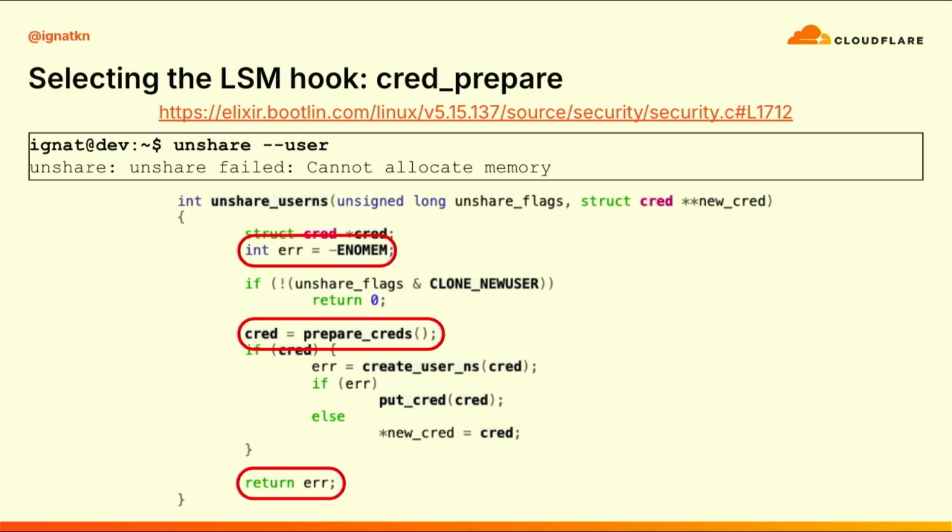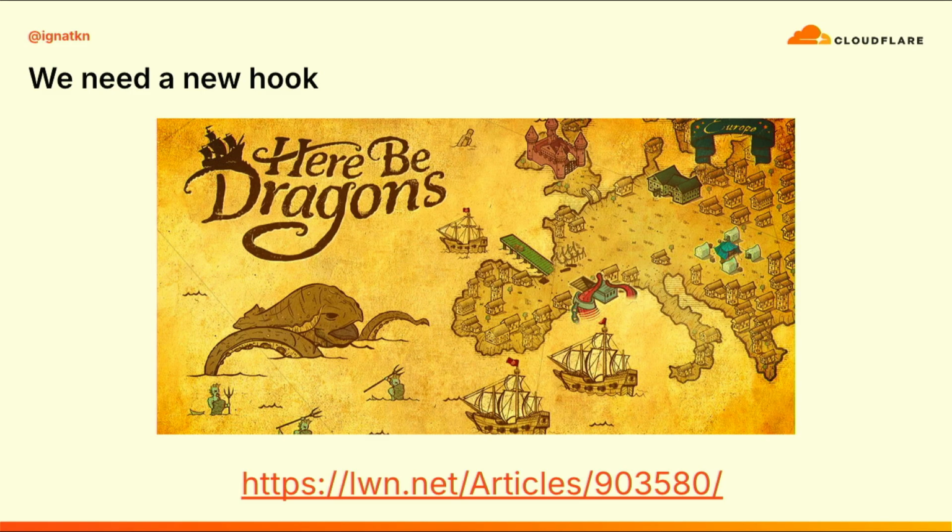So we needed a new hook. So we proposed a patch to upstream to create a new hook just to have an LSM to be able to police creating user namespaces. The problem is, here be dragons.